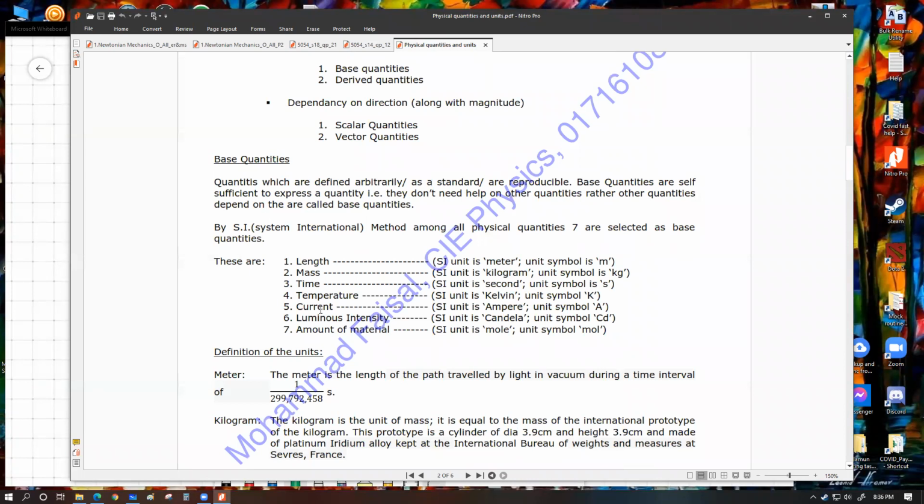Out of these 7 quantities, we are not going to handle all 7 for our O-level syllabus. You don't have anything to do with luminous intensity, which comes in your AS level for the cosmology chapter or astrophysics. And amount of material is not going to be introduced for your O-level physics, but you do know what mole is from your chemistry.